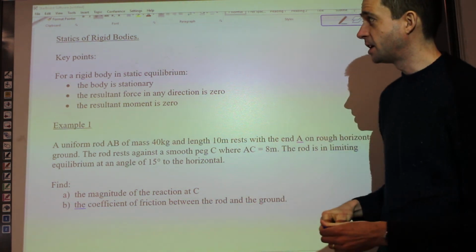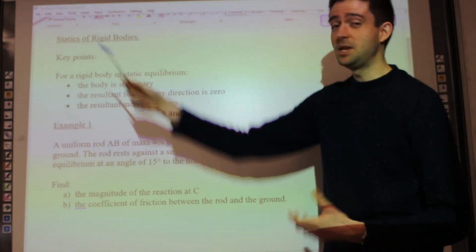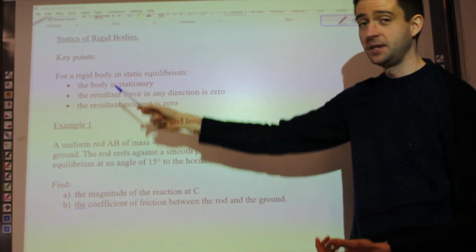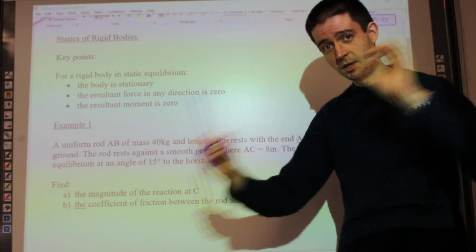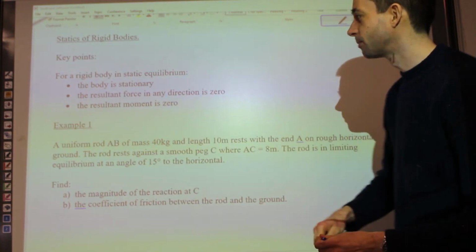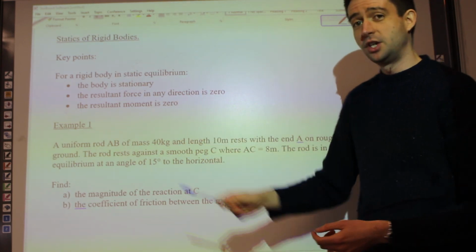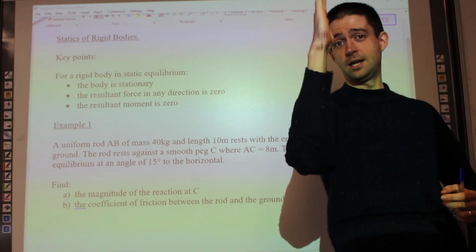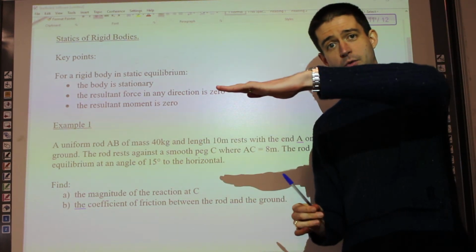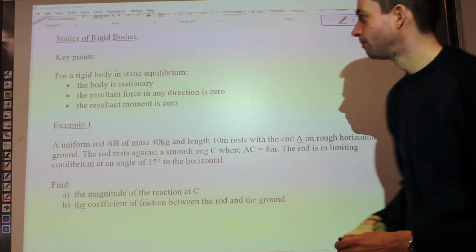Things that we need to consider about this: static means it's not moving. So the body itself is stationary. This is generally to do with rods, they're not moving. The reason they're not moving is that the resultant force in any direction is zero, and generally we're talking about either vertically or horizontally the force is being balanced.